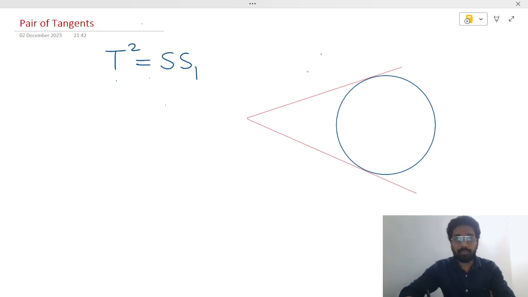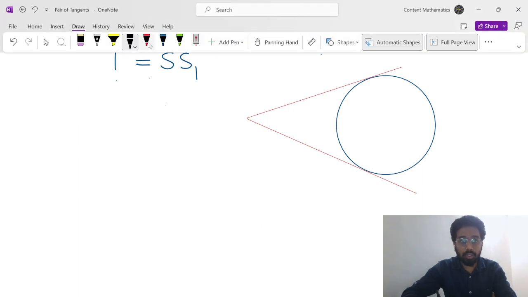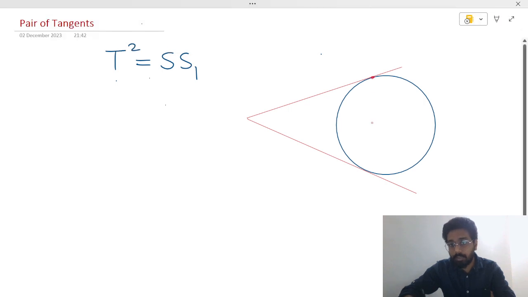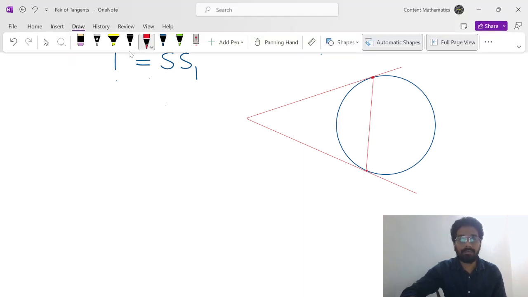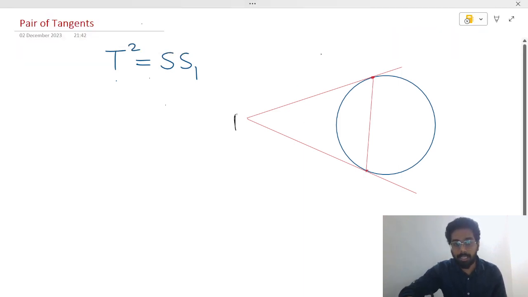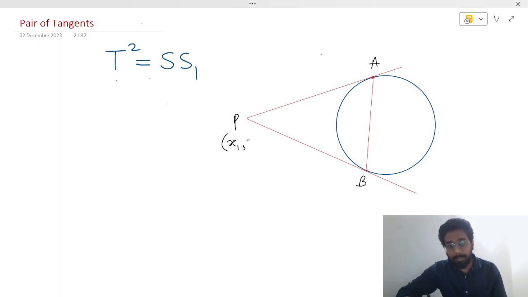Guys, first of all, let's draw a line which connects the points of contact. I am going to draw a line which connects these two points. I hope this is visible to you. Now let me give these names. Let's call this P, this A, and this B. Here it is given in the problem that point P is x1 comma y1.